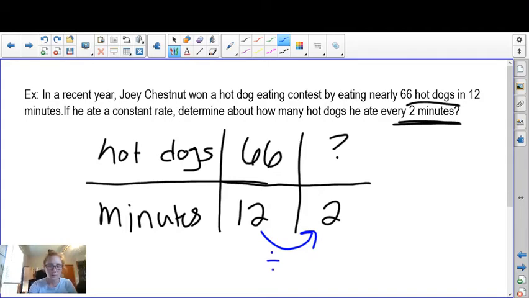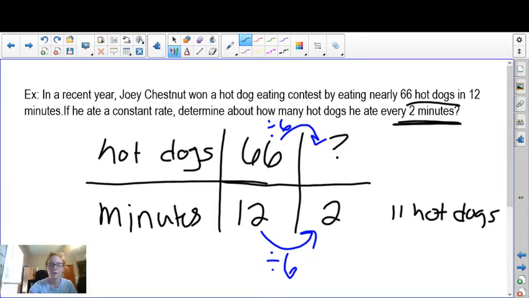So we divided by 6 here. So then I'm going to go ahead and take 66 divided by 6. 66 divided by 6 will give me 11. So he ate about 11 hot dogs every 2 minutes.